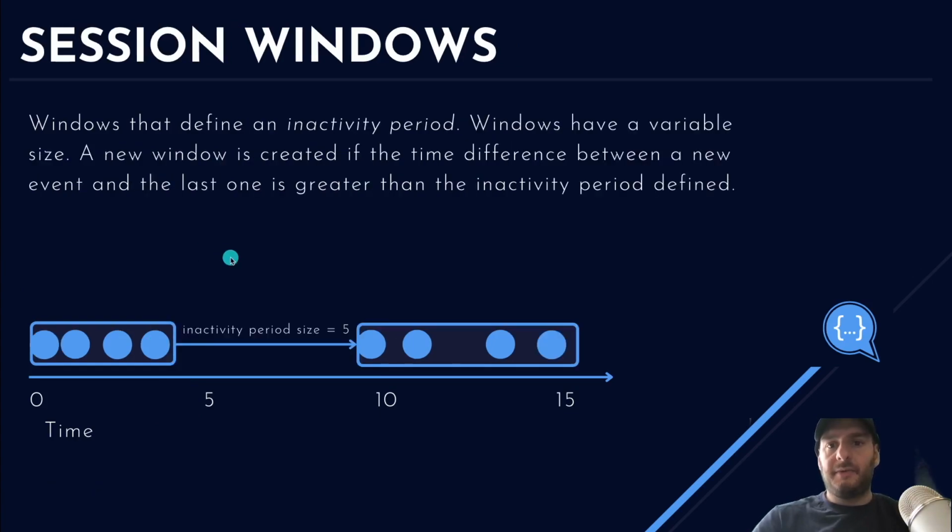Then we have session windows, and these ones, instead of having a fixed size, have a fixed inactivity period. We have to define an inactivity period. So for every new event, if the time difference between the new event and the last one is greater than the inactivity period, then a new window is created. For example, these 4 events here are very close to each other, but this one here is more than 5 seconds away from the last one.